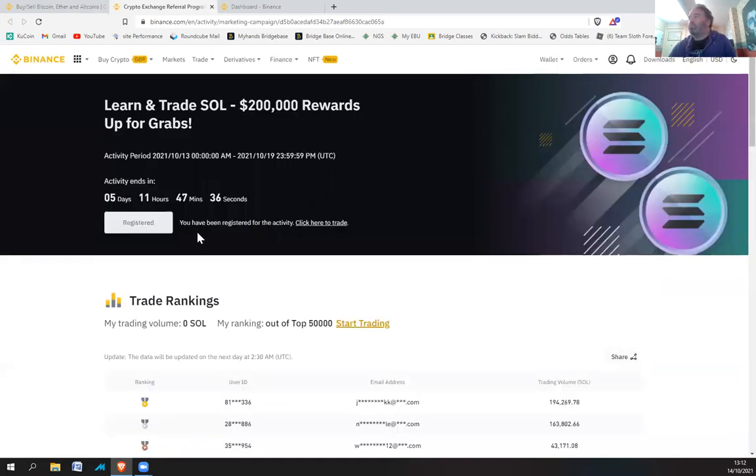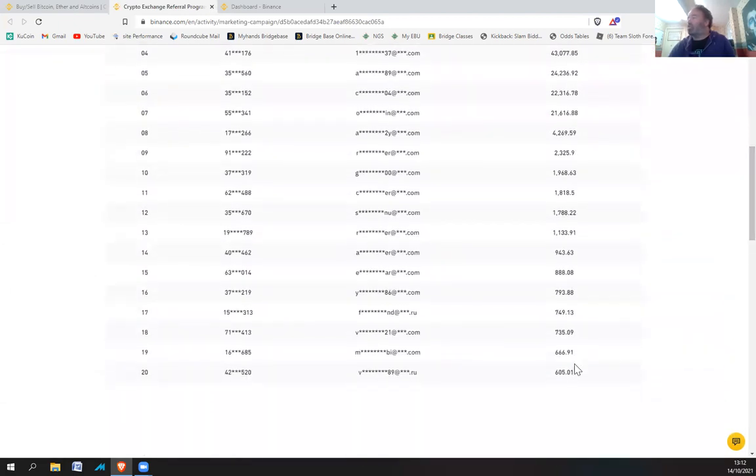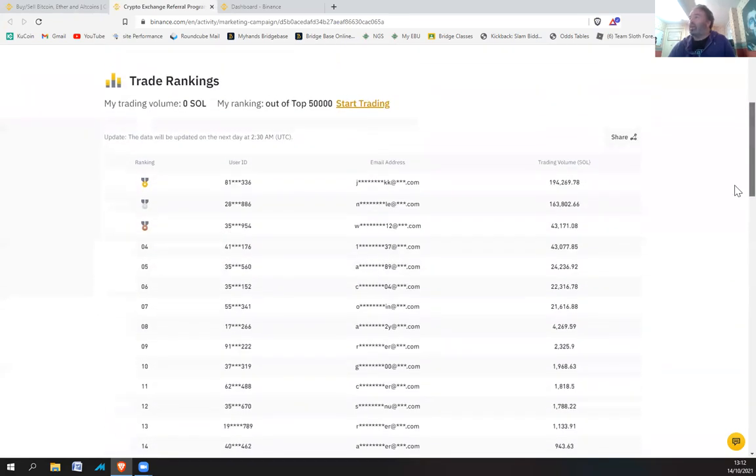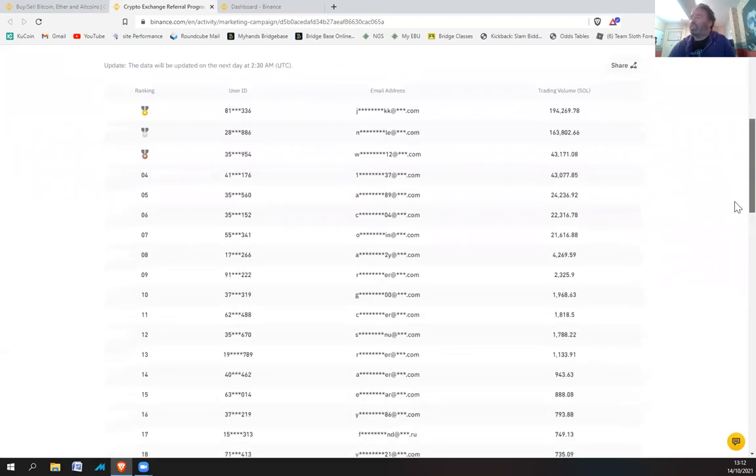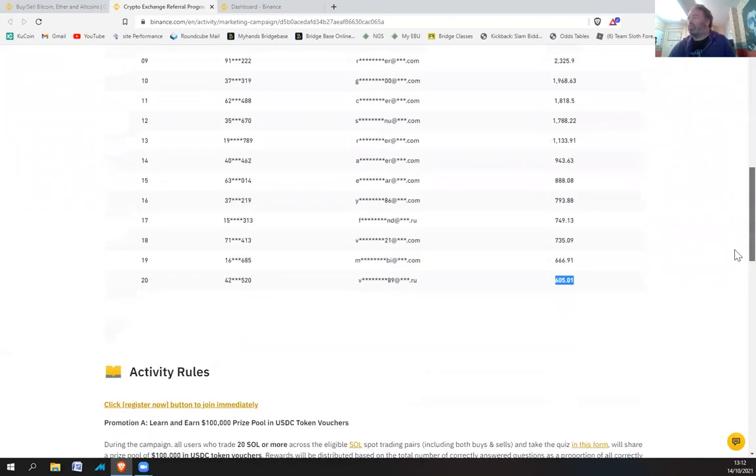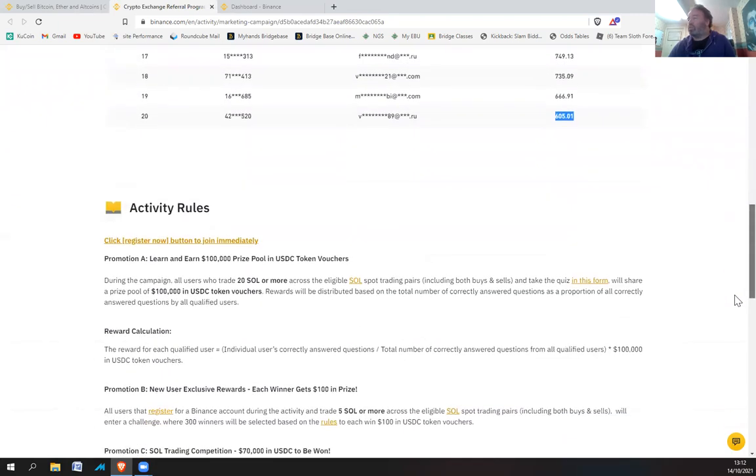I've actually already registered, so you just basically click the button. Whenever you're going to trade any Sol, you might get some benefits if you trade enough of it. The current standings: the top 20, the lowest one has 605 Sol traded. That's under USDT, so that's quite a lot, and it's a bit harder to trade because you're going to get fees incurred with that.